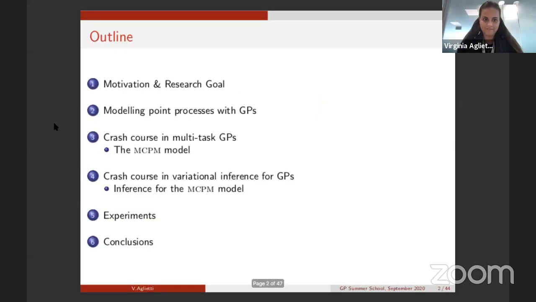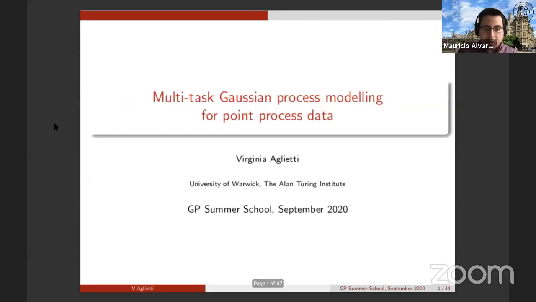Okay, thanks everybody for staying with us until the last lecture slash seminar for the third day of the summer, the second day of the summer school. So it's my pleasure to have here Virginia Aglietti, who is a four-year PhD student in statistics, supervised by Theo Damoulas at the University of Warwick, and currently she's an intern at Microsoft Research Cambridge.